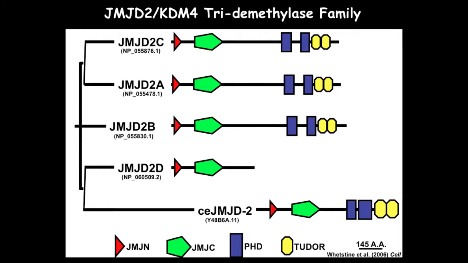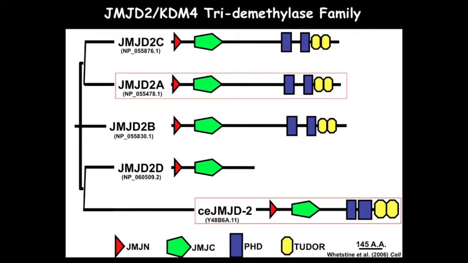A couple of features I want to highlight, because they're going to emerge as we talk about this, are the different domains. They also have PHD and Tudor domains. For those of you less familiar with this space, those are binding modules that recognize modified or unmodified histone tails. They help recruit proteins or associated proteins to regions in the genome. What I'm going to tell you about is how these 2 particular enzymes, JMJD2A or KDM4A and the C. elegans homolog, have a very distinct homologous function.